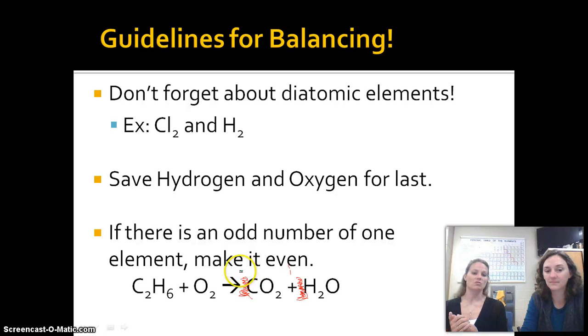So we're going to go to 4 carbons. So we're going to multiply the first one by 2, and we're going to go to 4 on the product side. That makes us 12 hydrogens on the left. So I need a 6 on the right.